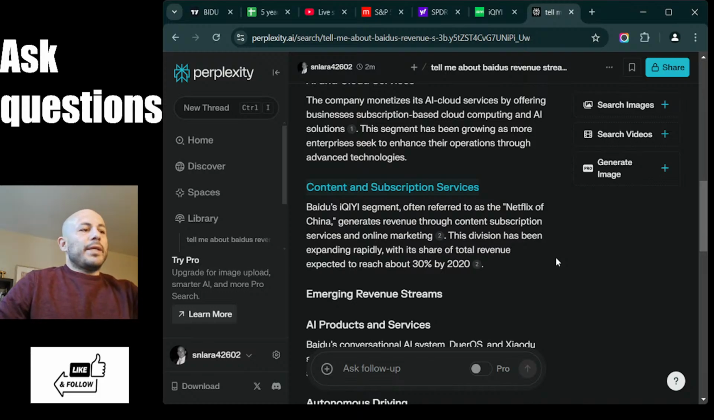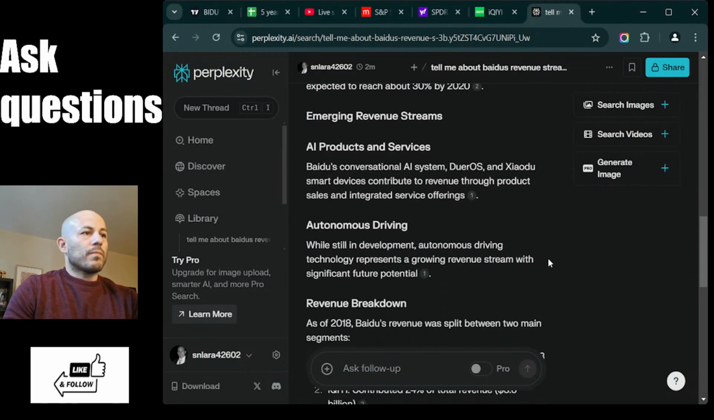So here's the IQiyi part. Baidu's IQiyi segment, often referred to as the Netflix of China, generates revenue through content subscription and online marketing. Oh, okay. So they do AI products and services. Baidu's conversational AI, Duer OS, Xiaodu smart devices contribute to revenue through product sales and integrated service offerings. Autonomous driving. While still in development, autonomous driving technology represents a growing revenue stream with significant future potential.